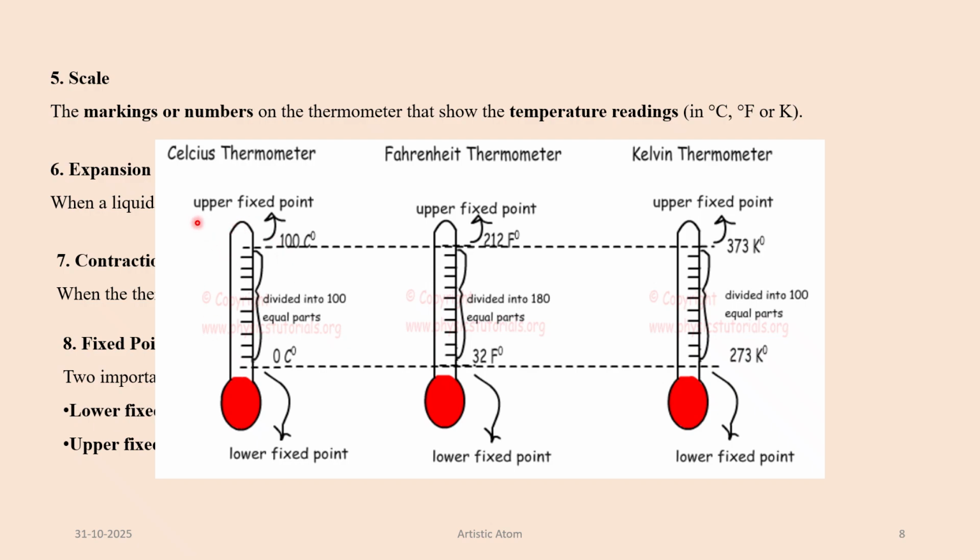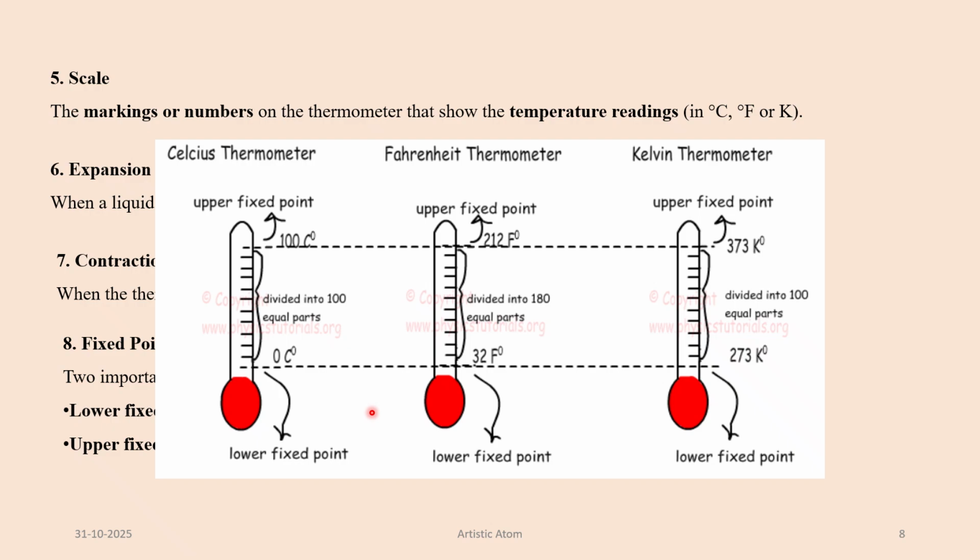Now the next term is expansion. Whenever the liquid mercury inside the thermometer senses a higher temperature, it starts to expand. As it starts to expand, the molecules move upward in the capillary tube. This procedure is called expansion. Now suppose the temperature is decreasing. When the temperature decreases, the particles lose energy. As they lose energy, they move down. This means they try to contract in the capillary tube. This procedure is called contraction.